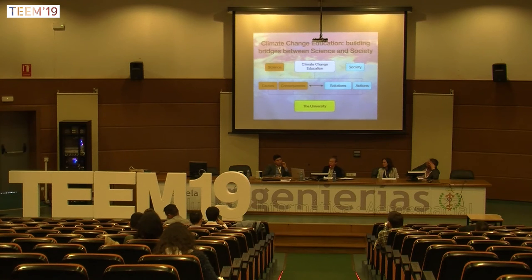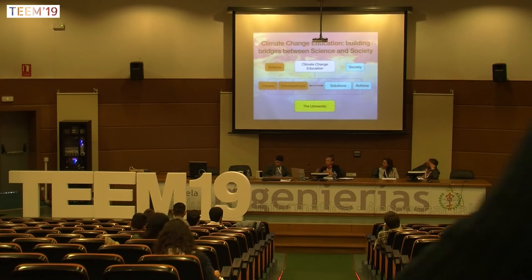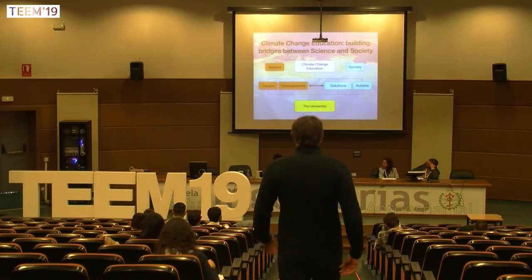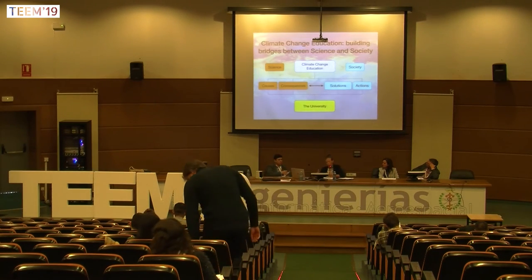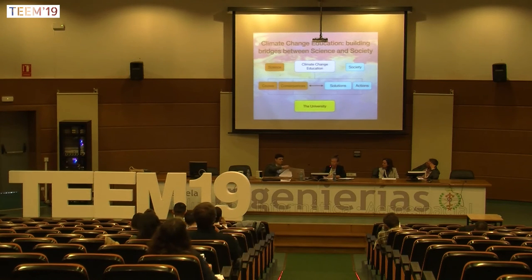One of the special characteristics of climate change education is precisely that it can build bridges between natural and social science, because most of the causes and consequences of climate change are studied by natural science, but on the other hand, the solutions and actions need to be studied by social science. So the university can be one of the institutions that builds this bridge, because solutions will only be effective if this multidisciplinary approach is implemented.